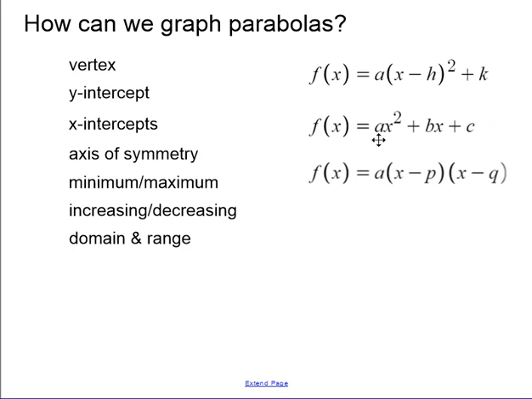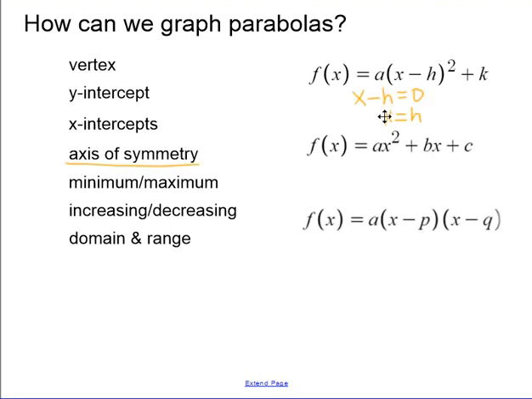This next form is called standard form, ax squared plus bx plus c. And this last form is called intercept form because we have the two x-intercepts. From vertex form, we can easily find the axis of symmetry by setting what's inside of the parentheses equal to 0 and solving to get x. We use that axis of symmetry to get our vertex at (h, k).